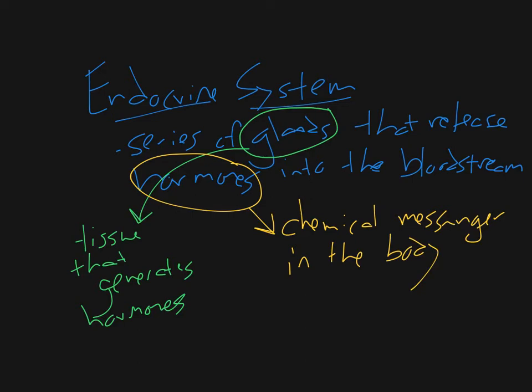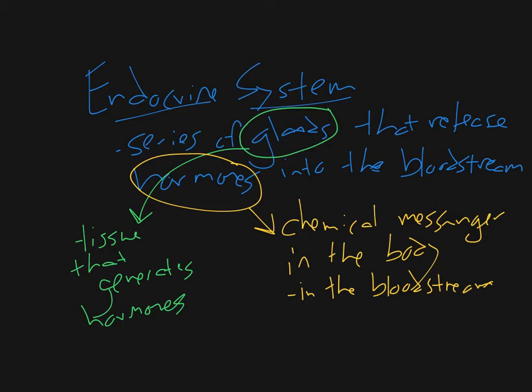Now, many hormones are protein-based, like insulin. Other hormones are lipid-based and are made from cholesterol. So these can vary in their structure. The main thing is that these hormones, as it says above, are released into the bloodstream, which means that they can travel far distances, long distances in your body. They can affect many different tissues, and they can affect those tissues in many different ways.